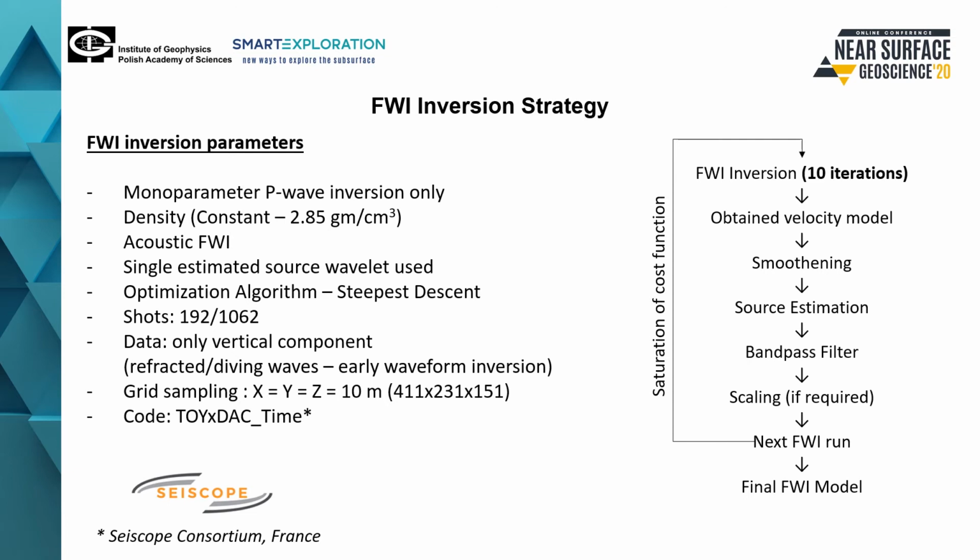In our strategy for inversion, each run consisted of 10 iterations. A velocity model is obtained and explicitly smoothed in order to mitigate the cycle skipping issue in the next run. An average source wavelet is estimated from the smooth velocity model. Now this source wavelet is bandpassed and scaled to match the raw data. Both the source wavelet and smooth velocity model are used as input for the next run. The cycle continues until a saturation in cost function is obtained.